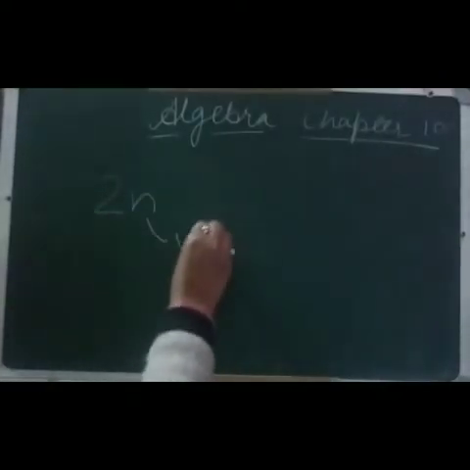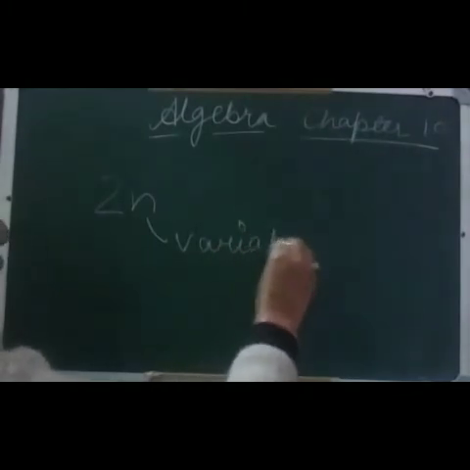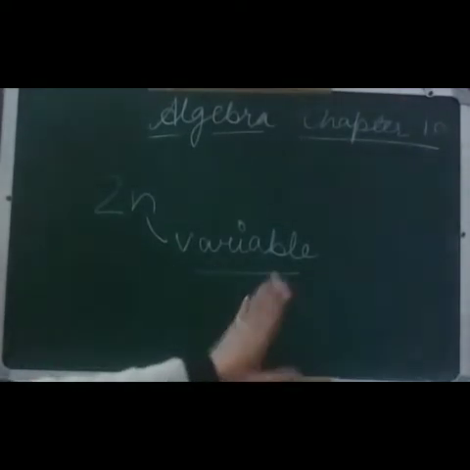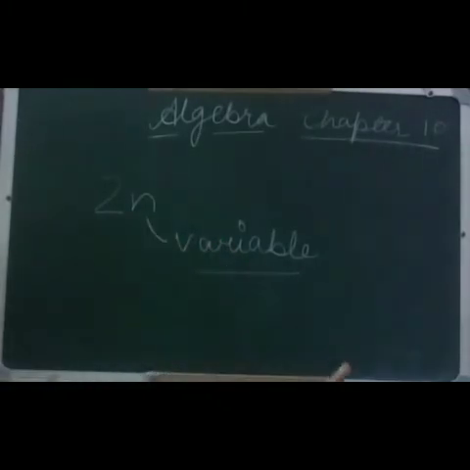Here in 2n, this n is a variable. What is it? It is a variable. As the word itself is defining, vary, which is changing. It means it is an unknown quantity that is prone to change with the context of the situation. Its value is not fixed. It can be changed. It can vary. Vary means change.